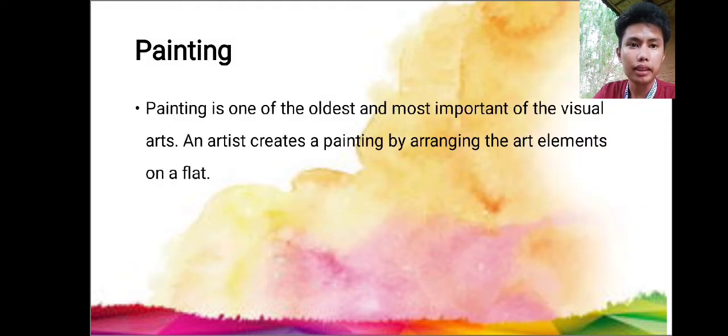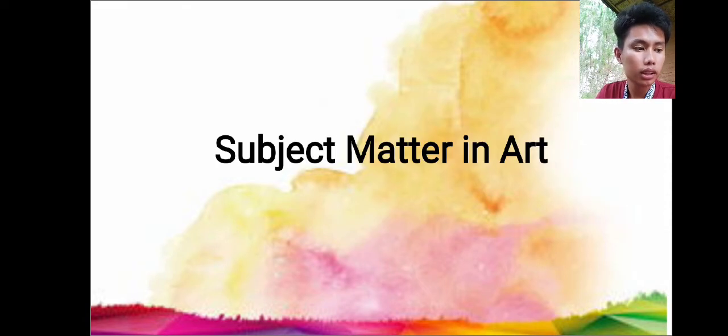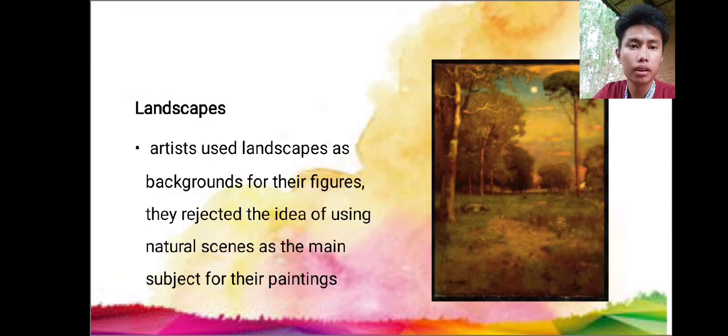Next is painting. Painting is one of the oldest and most important of the visual arts. An artist creates a painting by arranging the art elements on a flat surface. Subject matter in art. First is landscapes. Artists use landscapes as backgrounds for their figures. They reject the idea of using natural scenes as the main subject for their paintings. So the landscape is focusing on the background.